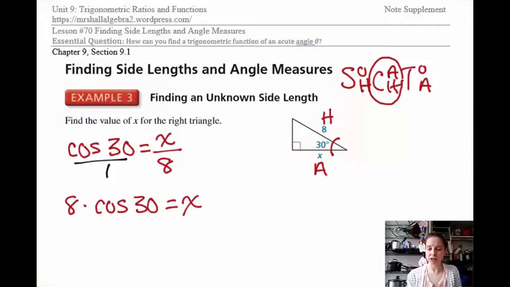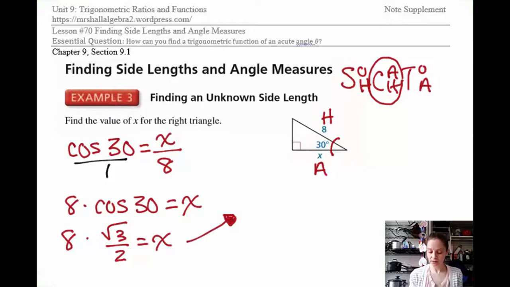Now you might remember from your special right triangles that the cosine of 30 is radical 3 over 2. And if you don't remember it, it's okay, because we're going to approximate the answer here. We're going to put this in our calculator. Why don't I simplify my equation first? So this is really 4 radical 3 is x. And then we can put 4 radical 3 in our calculator, or we could put 8 times cosine of 30.